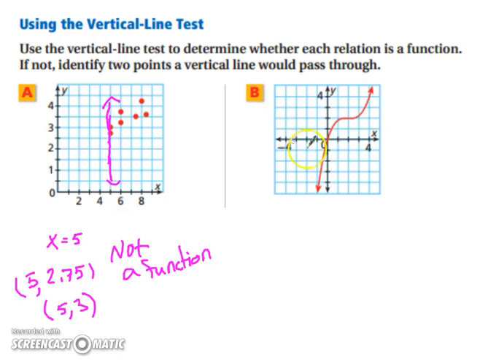Well, what about B? In B, no matter where we draw a vertical line, we're only going to cross our graph once. So this one is a function.